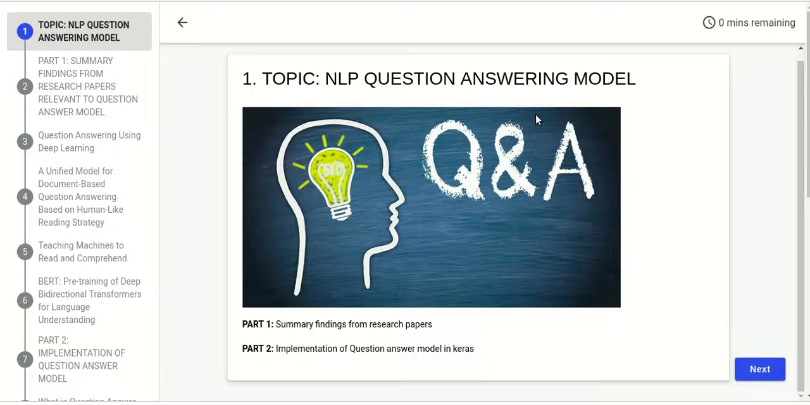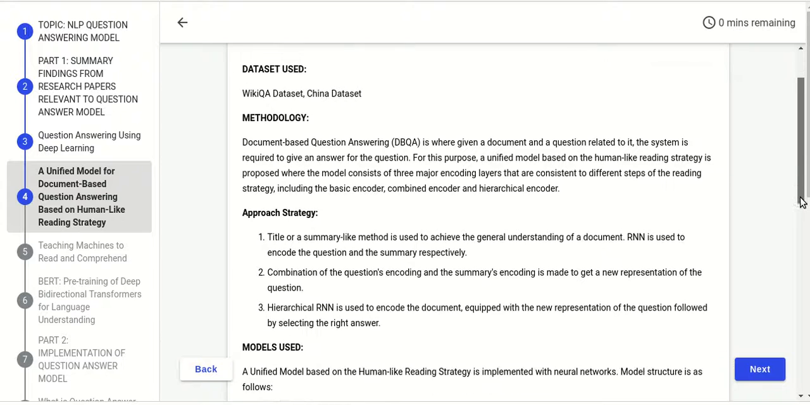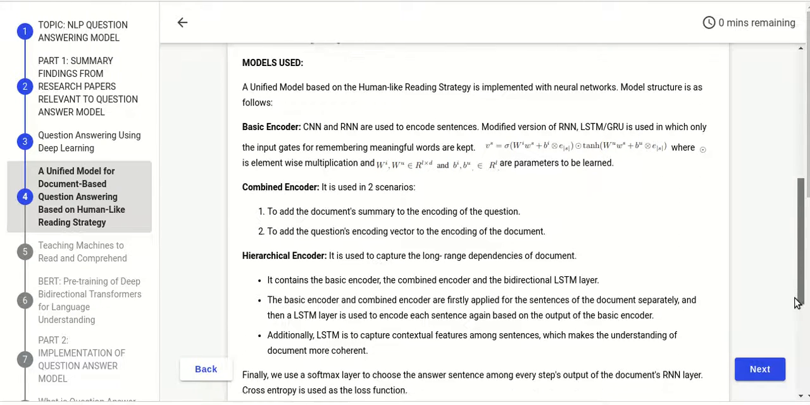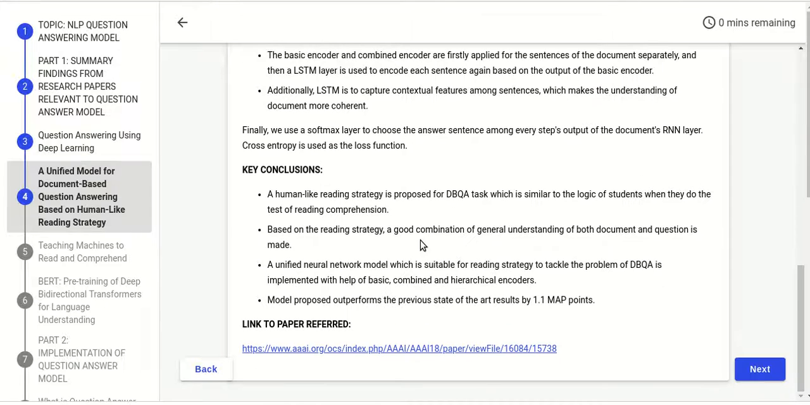And the second part deals with implementation of the QA model, and we used Keras setup as our platform to implement this model. So as you can see here, the question answer using deep learning, or unified. So if you click on anything, you can find the data set used and the methodology, the approach, and the models used and key conclusions along with the link to the paper referred.